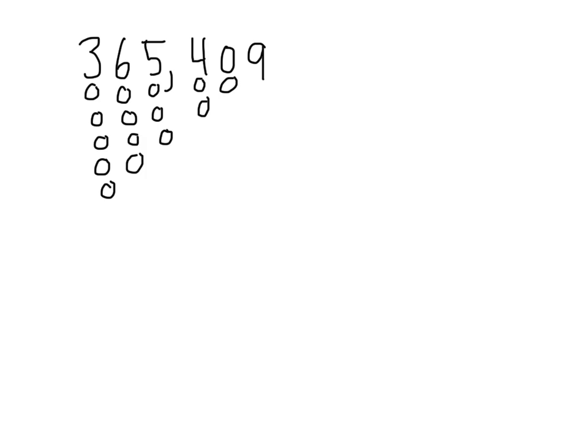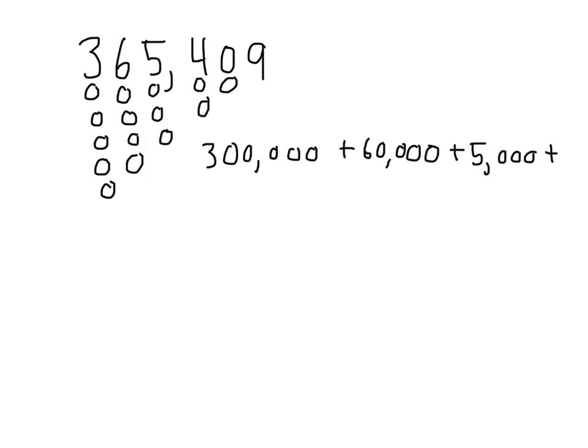So we'll do 300,000 just by reading down vertically, plus 60,000 plus 5,000 plus 400 plus 9. Okay? So that would be our expanded form of that number.